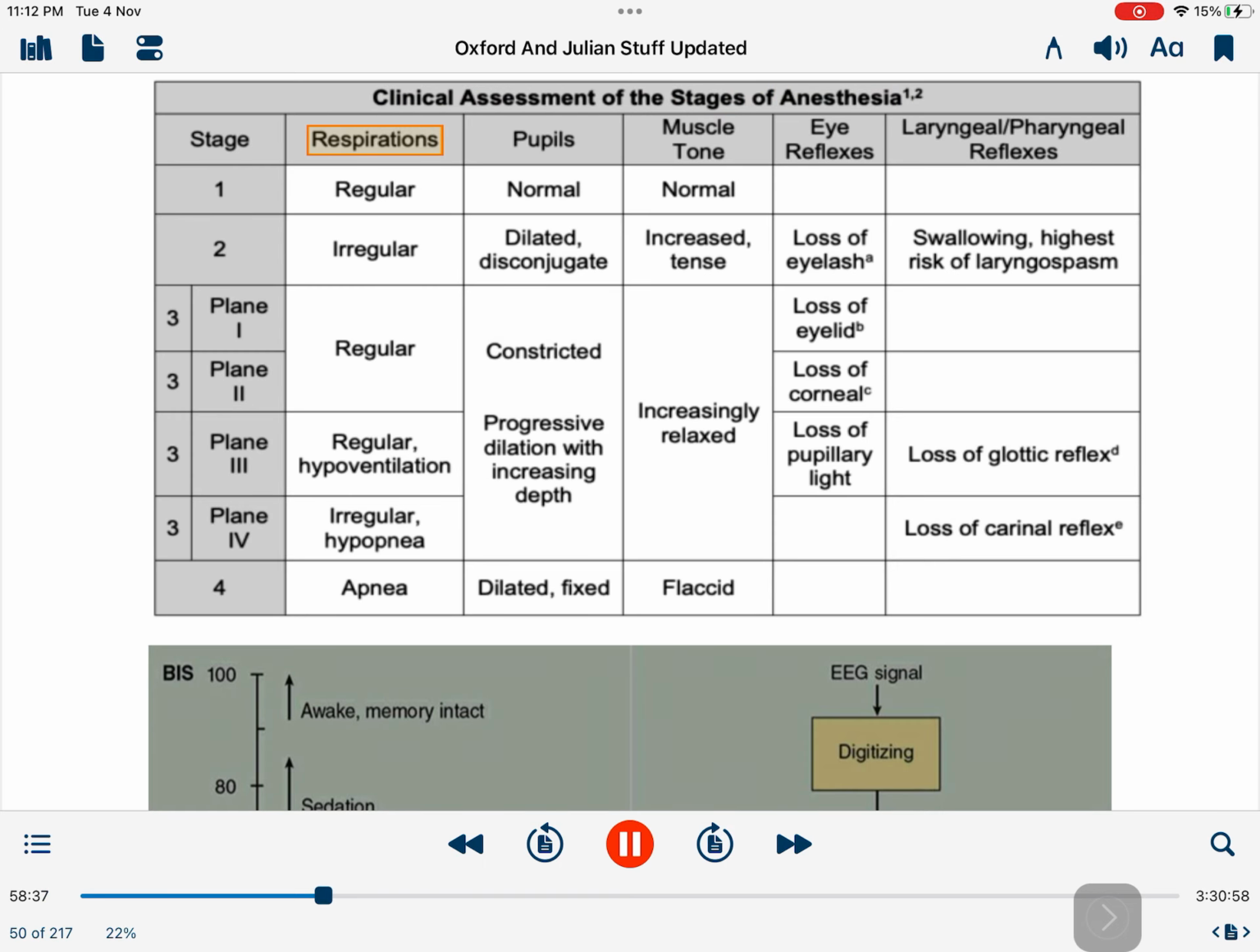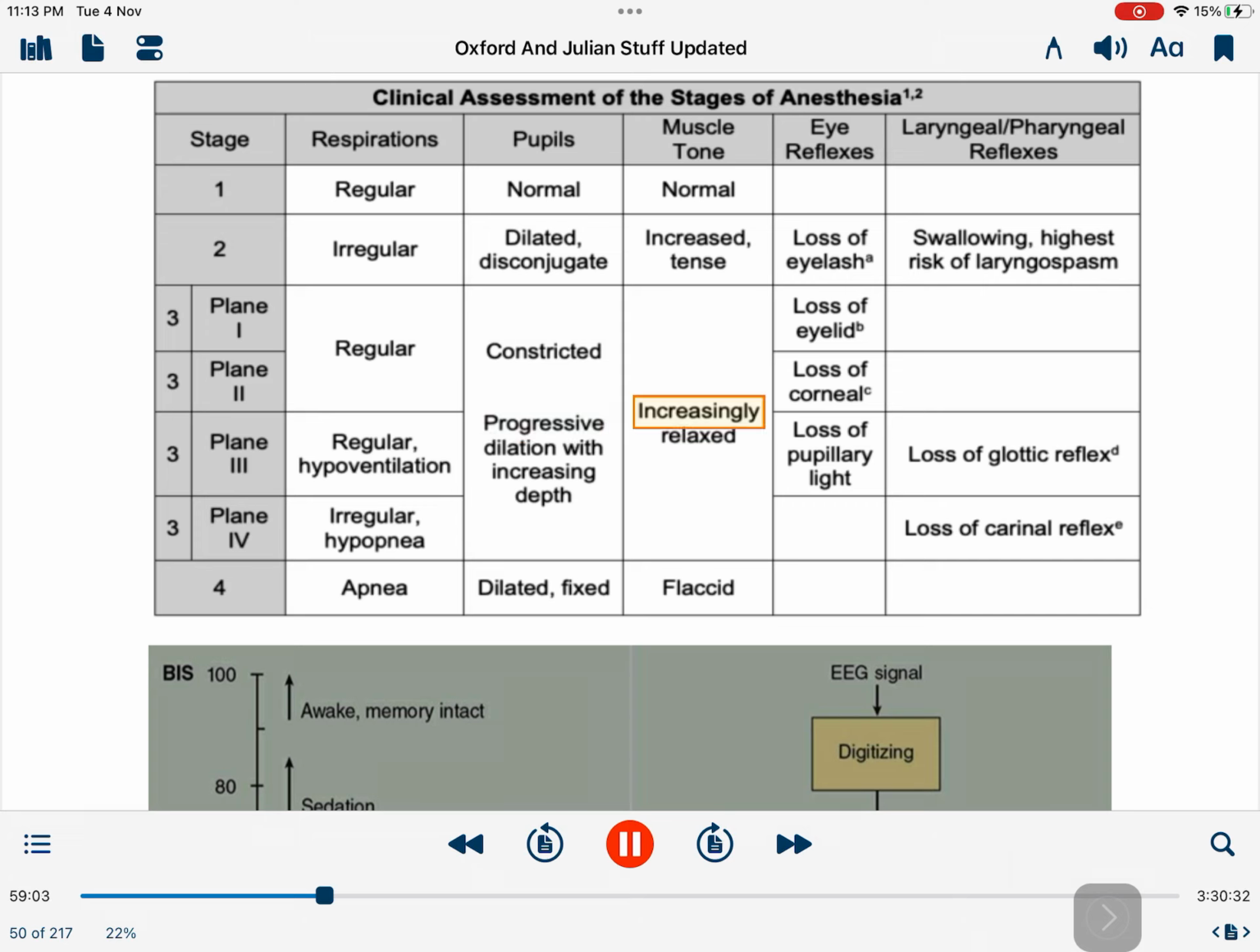Stages of anesthesia: respirations regular, irregular; pupils normal, dilated, disconjugate, constricted; muscle tone normal, increased, tense; eye reflexes: loss of eyelash, loss of eyelid, loss of corneal, loss of pupillary light. Stage 1, 2: laryngeal pharyngeal reflexes, swallowing, highest risk of laryngospasm. Stage 3, regular. Stage 4: regular, hypoventilation, irregular, hypopnea, apnea. Stage 3: progressive dilation with increasing depth.